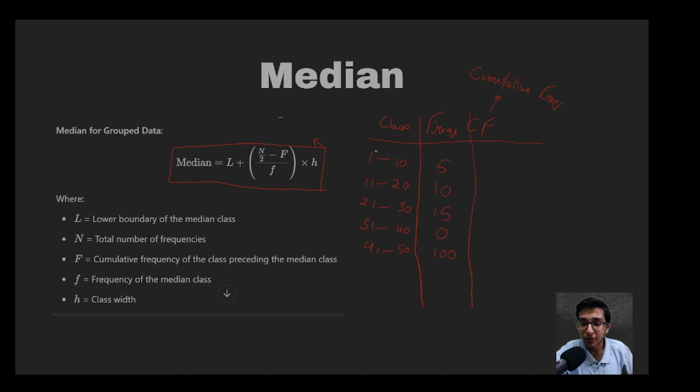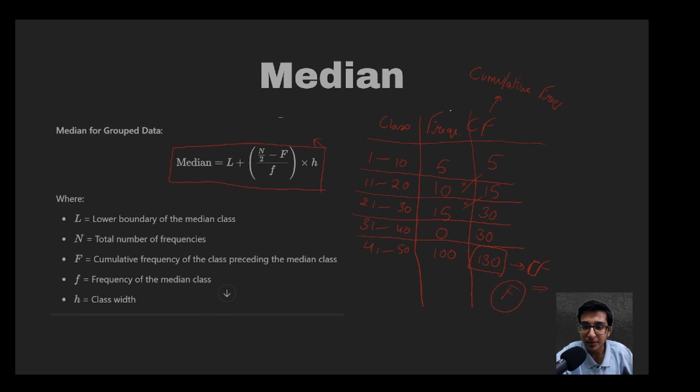For example, let me draw lines here so that it becomes easier for you to understand. For the first data point, the cumulative frequency would be 5. For the next one, it would be 10 plus the previous one, which makes it 15. For the third one, it is 15 plus 15, which would make it 30. So we are basically adding these numbers. 0 plus 30 would give us 30, and this would give us 130. So this is our cumulative frequency, and it is represented by capital F, and frequency is represented by small f.